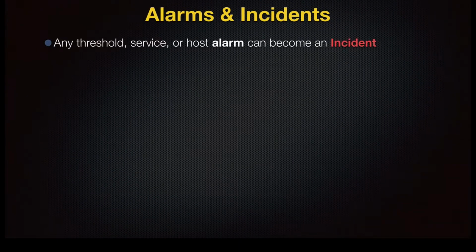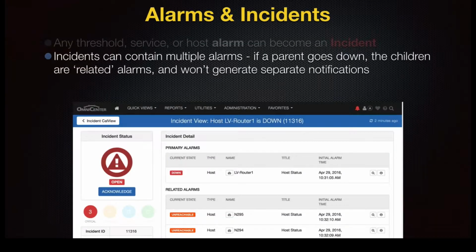So when I look at an alarm, I need to remember that any host, service, or threshold alarm can become an incident, and then those incidents can contain multiple alarms. So you can see in this screenshot example here, I've got a router down, and I can see that I've got a couple of devices behind that router that are unreachable as a result of that problem. So those will show up as related alarms, but they all show up as one incident, which means one set of actions will be taken.